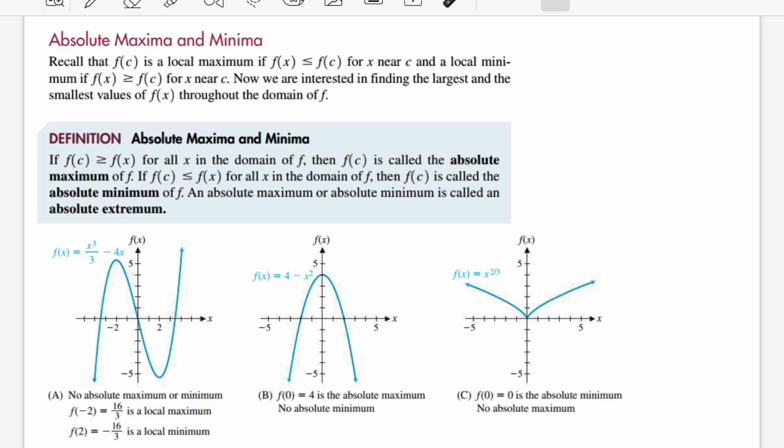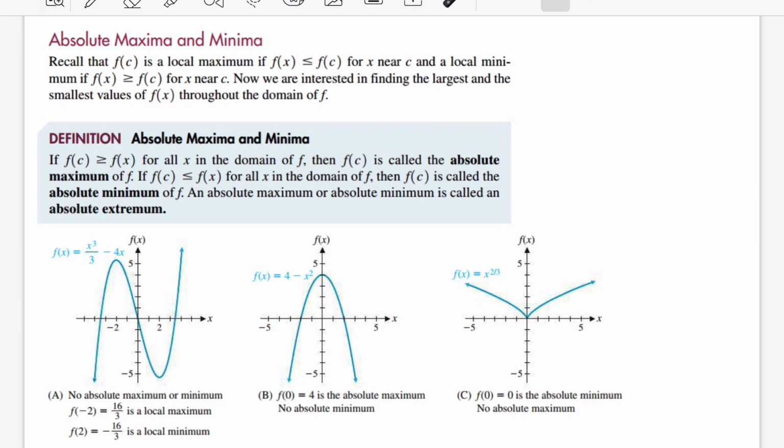And then by the same reasoning on this graph, we don't have an absolute maximum here because all of our output values are continuing on in this direction, going to positive infinity. And then we do see that we have an absolute minimum because this will be the smallest point here at x equal to 0.